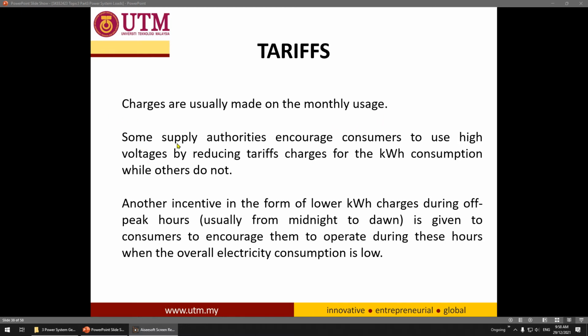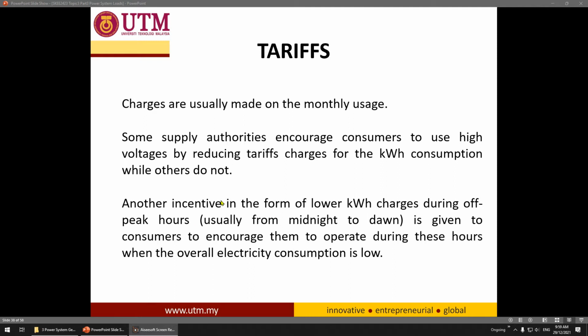Some supply authorities encourage customers to use high voltage by reducing the tariff charge for kilowatt hour consumption, while others do not. If the customer uses very high power, they are usually encouraged to use a higher voltage. A normal domestic customer is usually 230 or 415 volt, but for high power it can be 11 kilovolt or 33 kilovolt, or sometimes much higher. Another incentive is a lower kilowatt hour charge during off-peak hour, usually from midnight to dawn, given to a customer to encourage them to operate during this hour when the overall electricity consumption is low.